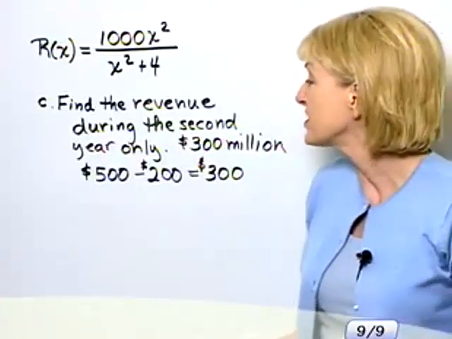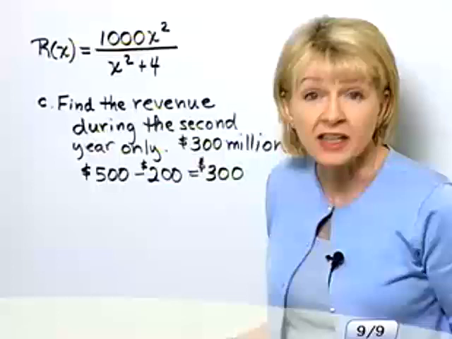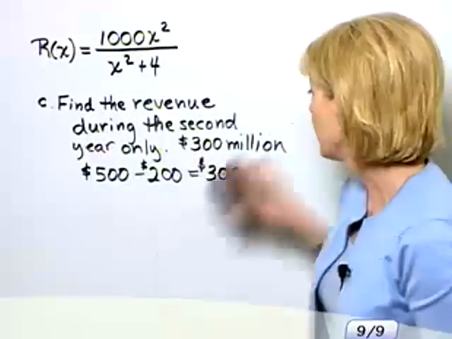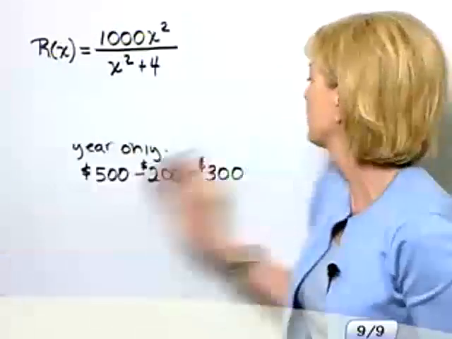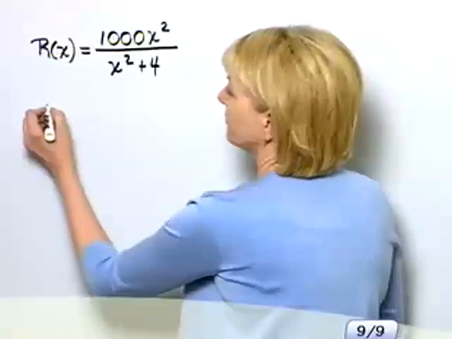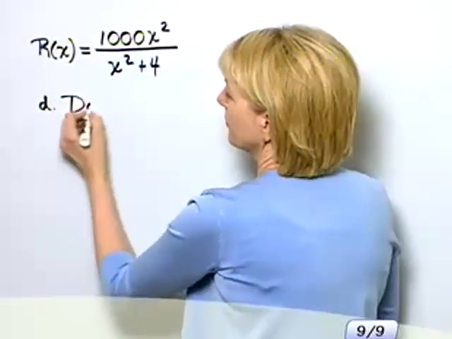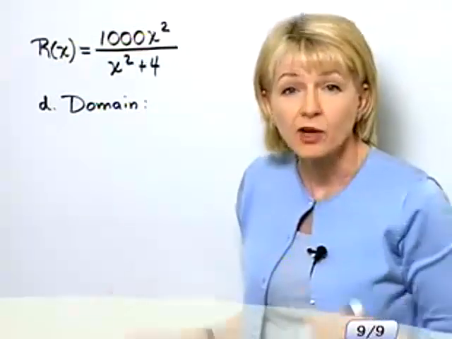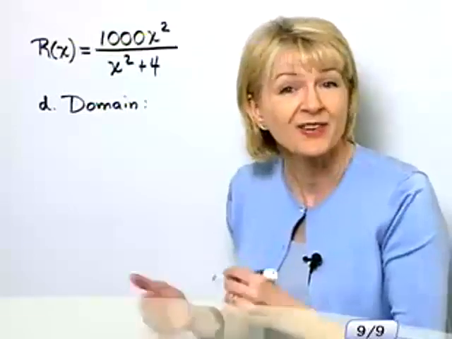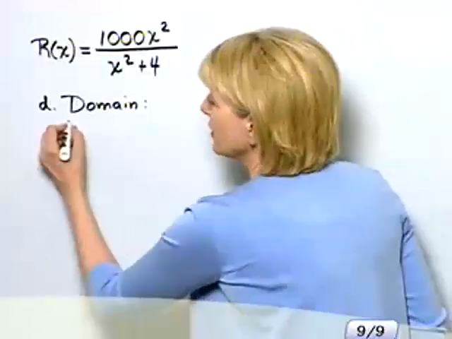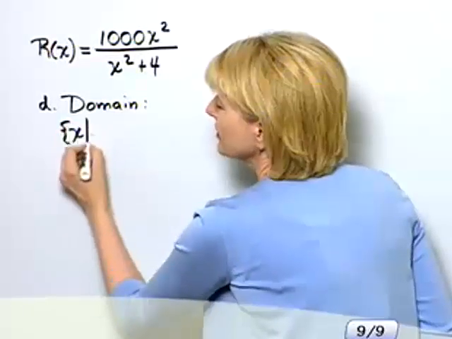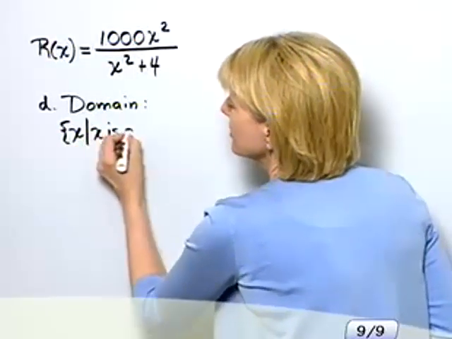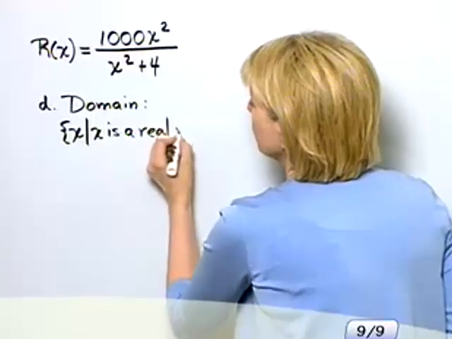Now, what about part D? Part D, we just want to find the domain of the rational function. All right, so part D, let's find the domain. Look at the denominator. We want to make sure the denominator is not 0. So the domain is a set of all x such that x is a real number.